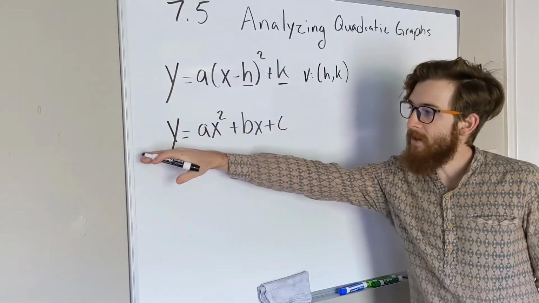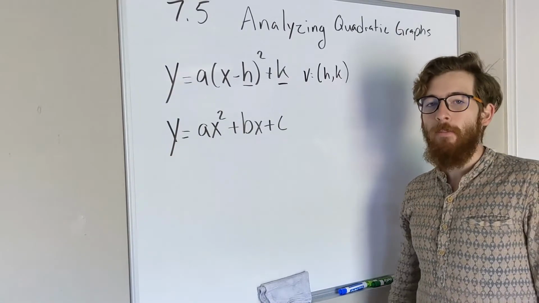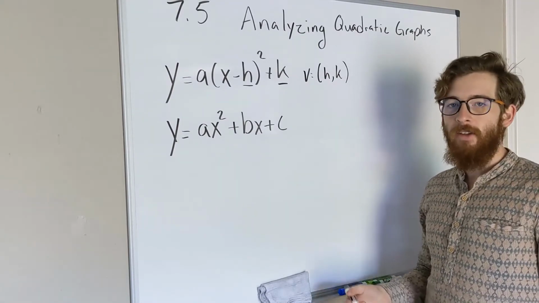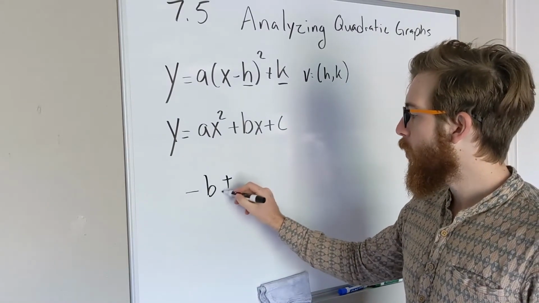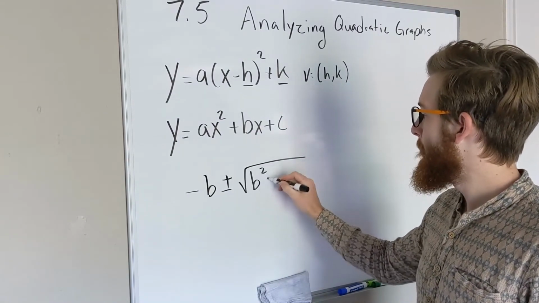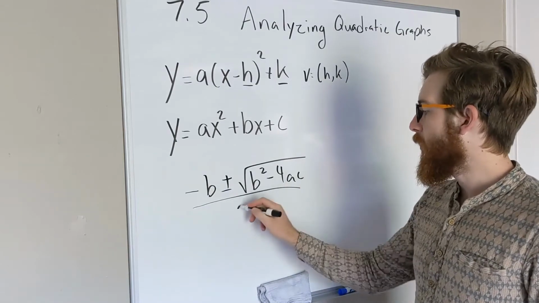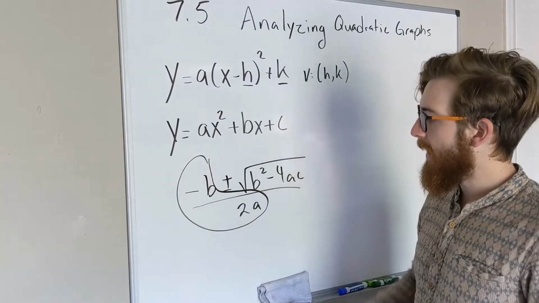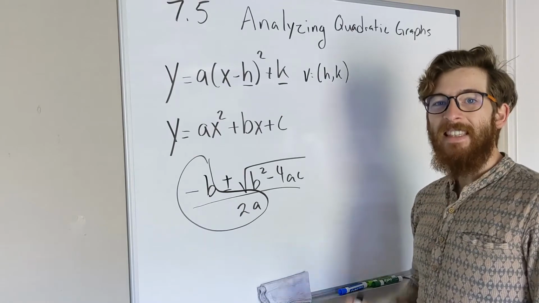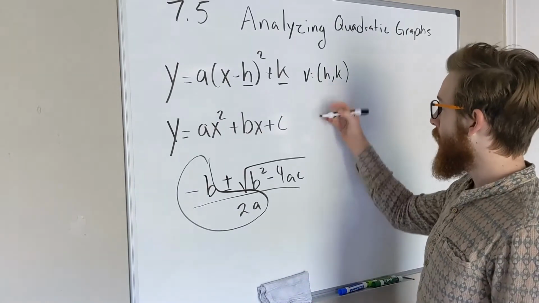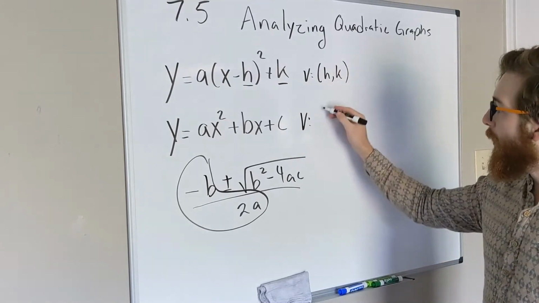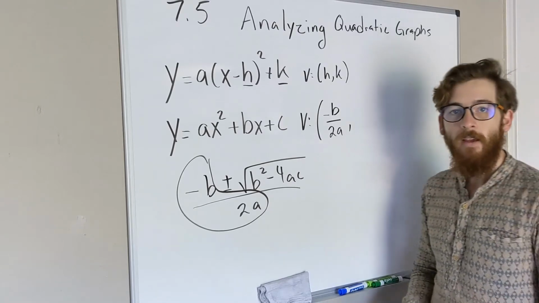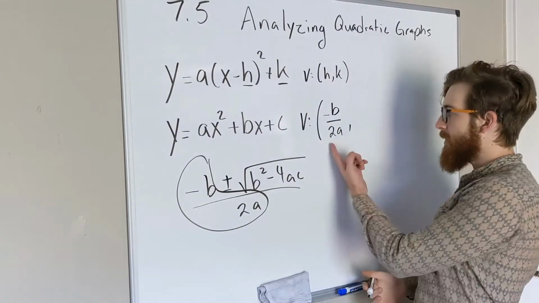However, when we're given something like this, it becomes a little bit more difficult to see what that vertex is. But it turns out that if we look at the quadratic formula, negative b plus or minus the square root of b squared minus 4ac all over 2a, this negative b over 2a is the x piece of the vertex. So if I was going to follow this kind of logic, I would have negative b over 2a. Okay? Now, how do I find y if this is my x?